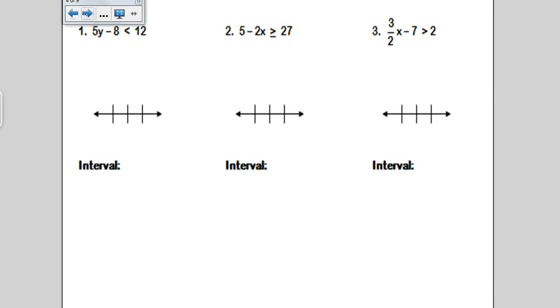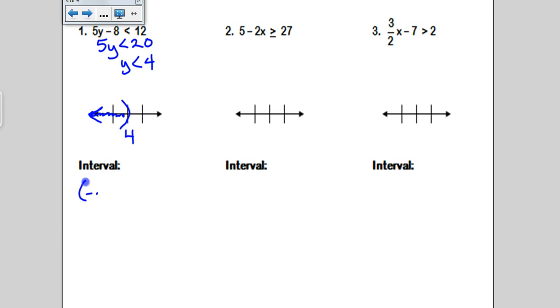Okay, number 1 on the next section has a little bit of work they need us to do. So first thing I'm going to do is add the 8 to both sides. I get 5y is less than 20. And then if I divide both sides by 5, I get y is less than 4. So I'm going to draw 4 somewhere on the graph. I want to shade everything smaller than 4 because it's less than. And because it's not equal to, I have to use a parenthesis that hugs my shading. Now for the interval of the solution, it's got to read left to right, or smallest to greatest.